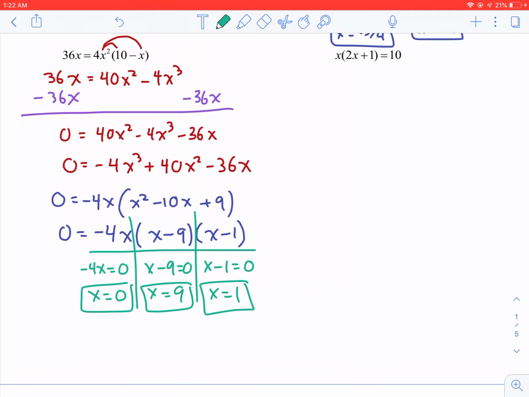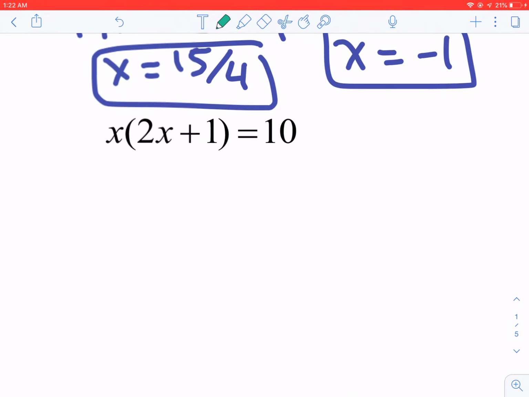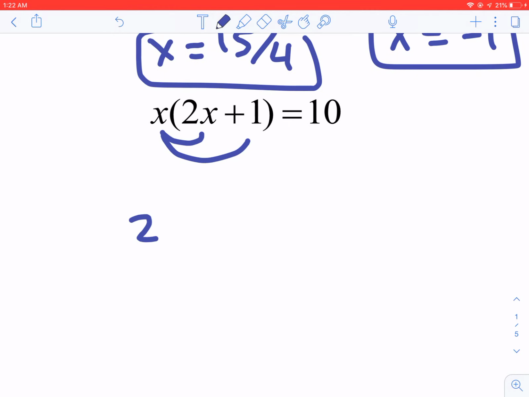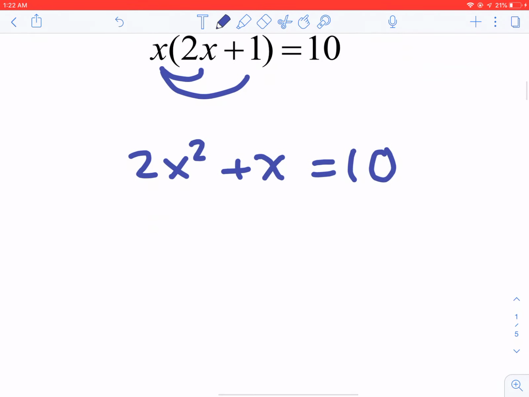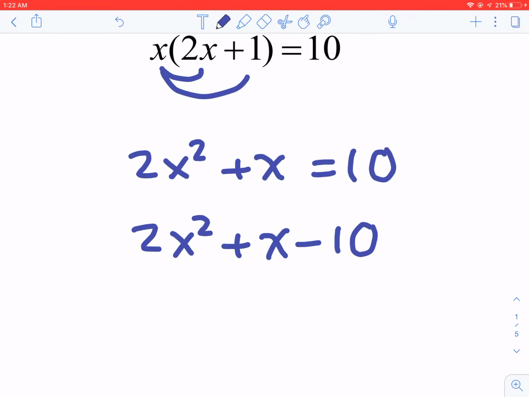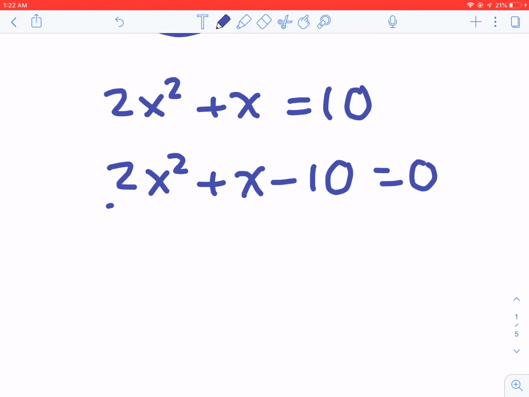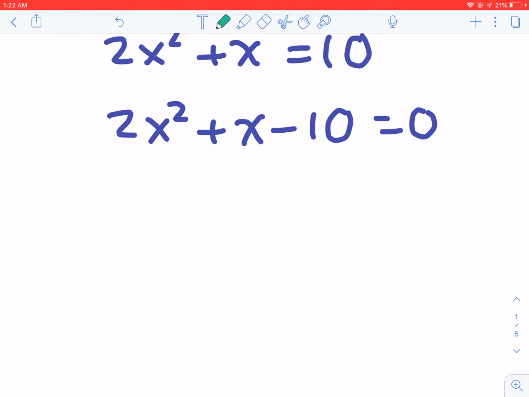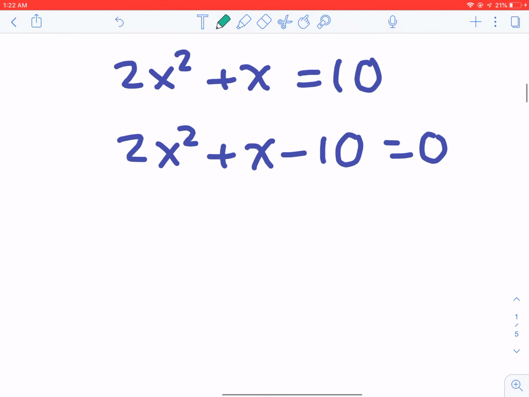All right, next. This is something a little more typical. If you distribute the x here, we get 2x squared plus x equals 10. We want to make this 0, so let's subtract 10 from both sides. And again, I can't factor out this 2. That's not a GCF. So what method do I need to use here? That is right. At least that's right if you said AC method. So we got to use AC method.